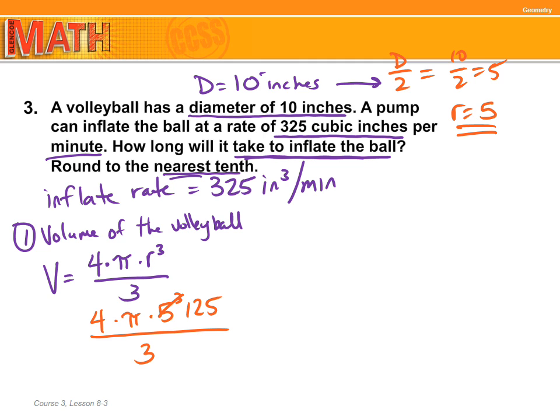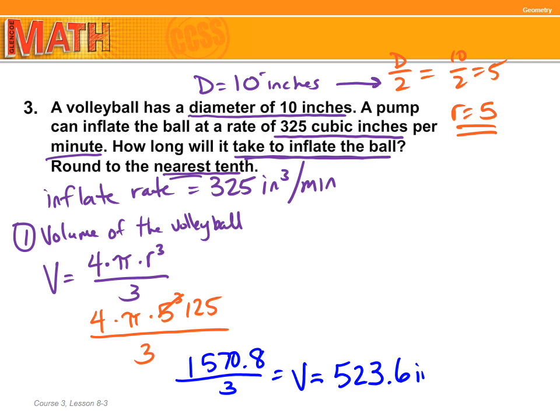Okay, so now I'm going to use my calculator to multiply 4 times pi times 125, which gives me 1,570. Let me use a different color so we can distinguish that there. 1,570.8, divided by 3. And that gives me a volume of 523.59, so around 523.6 cubic inches. Okay, so that's the volume.